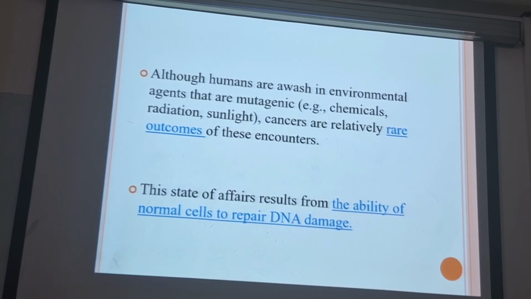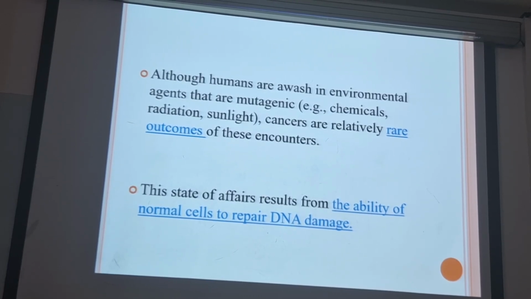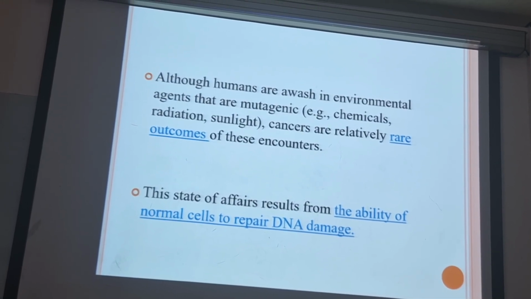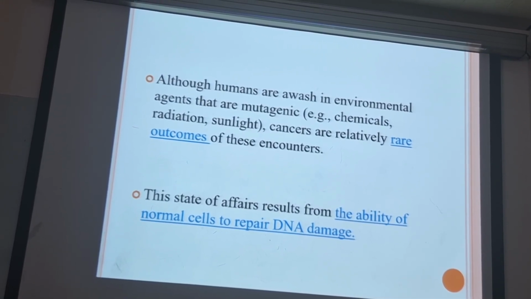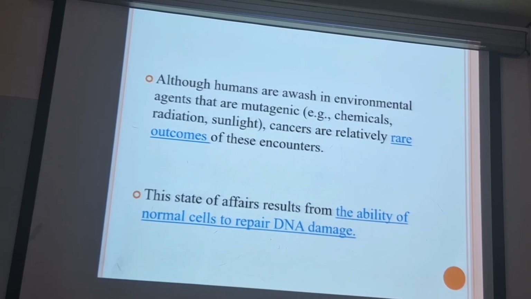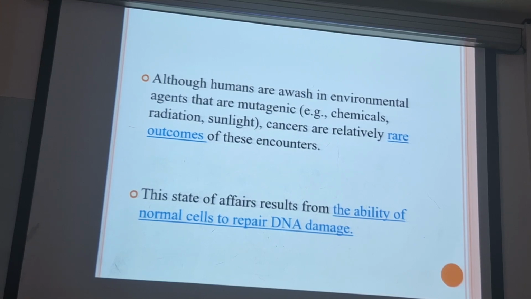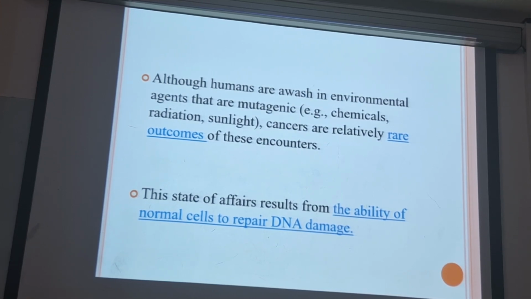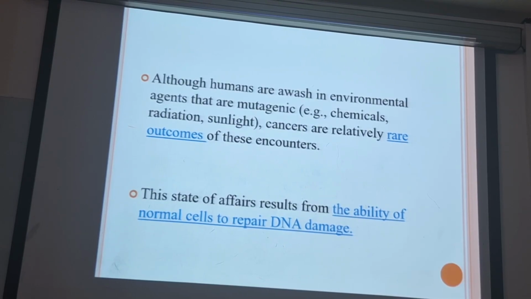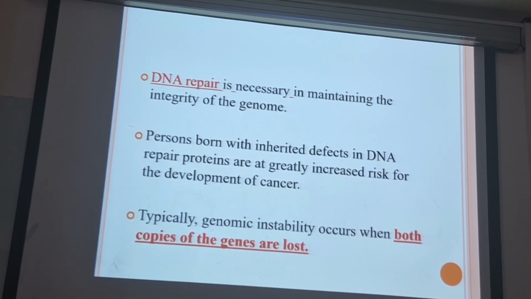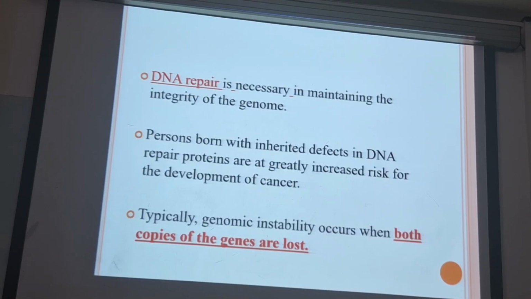Humans are exposed to environmental agents that are mutagenic, like many chemicals, radiation, and also sunlight. But you know, cancers are a rare outcome of this condition. This state of affairs results from the ability of normal cells to repair DNA damage. Normal people have many mechanisms for repairing damaged DNA. DNA repair is necessary in maintaining the integrity of the genome.